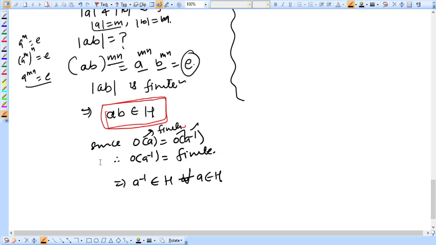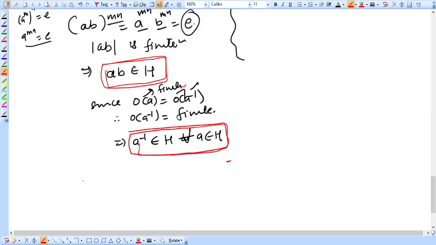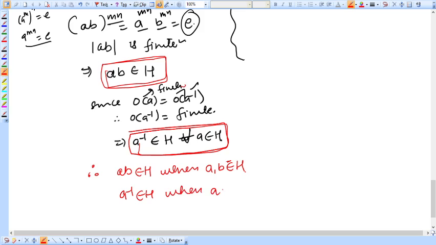So this is the second condition. So we have proved the second condition also. Therefore we can write, AB belongs to H when A, B belong to H, and A inverse belongs to H when A belongs to H.